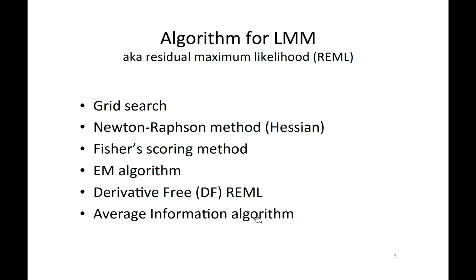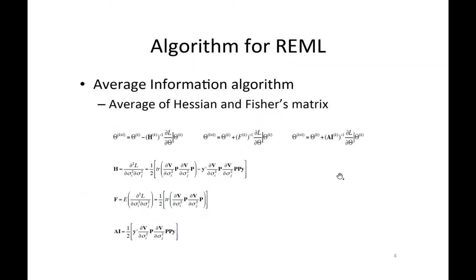So this average information algorithm is probably the most efficient approach to solve linear mixed model. This average information algorithm takes the average of the Hessian, that is Newton-Raphson approach, and Fisher's information matrix. So in this equation, the parameter in the next iteration is the parameter in the current iteration subtracted by the Hessian matrix inverse times first derivatives.